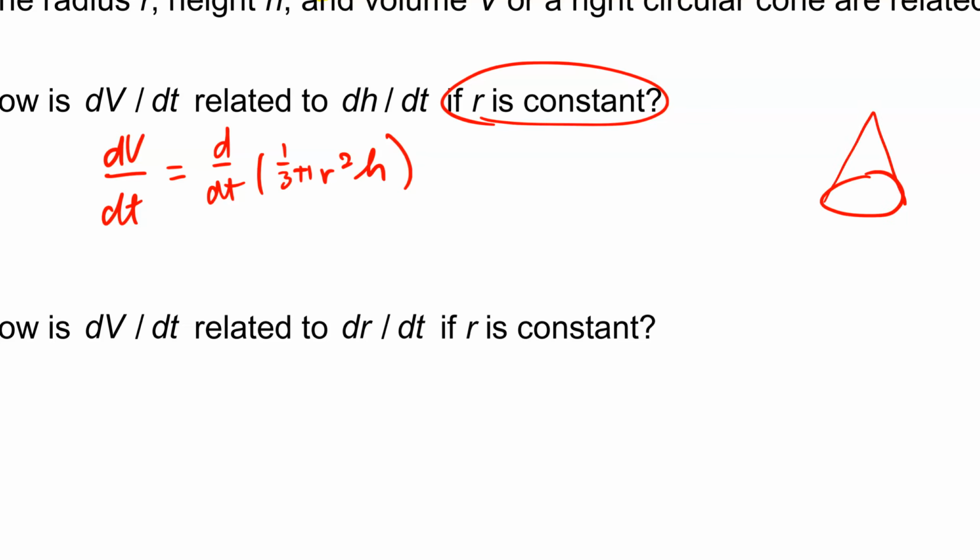This could be my first cone. Maybe this is my second. I just get taller and taller and taller. I want to see how volume is changing as height changes. And I'm keeping the radius the same. That's what this problem is saying. Okay. Treating r as constant. So if it's just a constant, it's just a plain number.